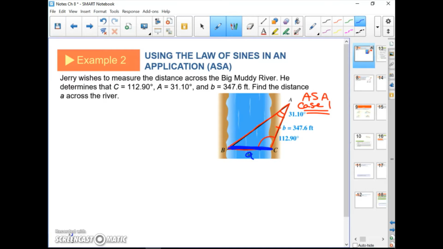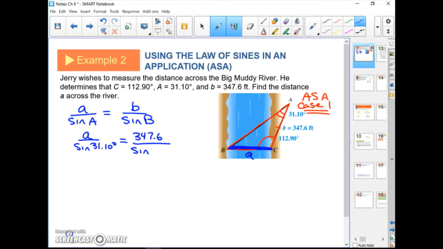So normally what I'll do is I'll start with what I'm trying to find. A over sine A equals, since we have B, we do B over sine B. Little B over sine B. Okay? Maybe you don't need to write that. Maybe you skip that step and go A over sine, and we know angle A is 31.10. That's going to equal, little b is 347.6 feet over sine of angle B.